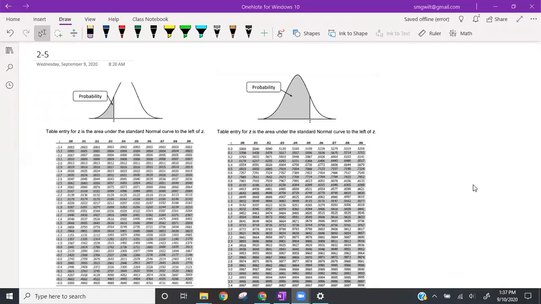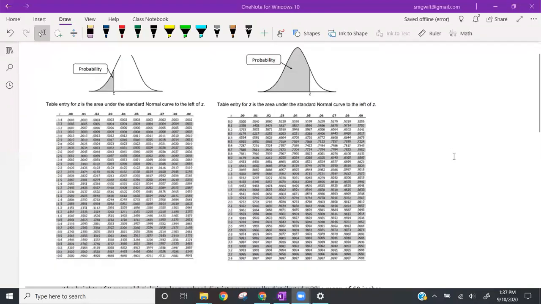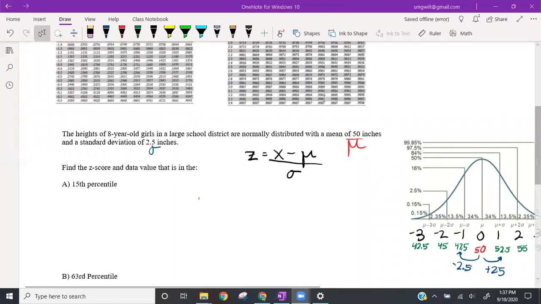In this video, I'm going to go through some stuff from section 2.5, which was finding values from probabilities. If you watch 2.4, this is kind of the opposite, where I'm looking at the percent, and I want to find the z-score or the data point that represents that percentage. So we're still using the z-tables. Remember that the formula for the z-score is data point minus the mean divided by standard deviation.